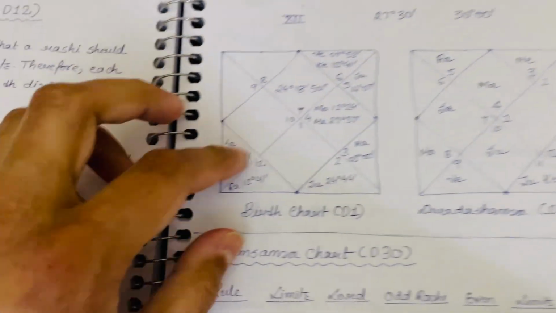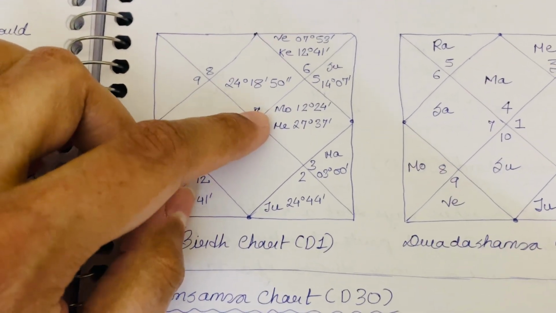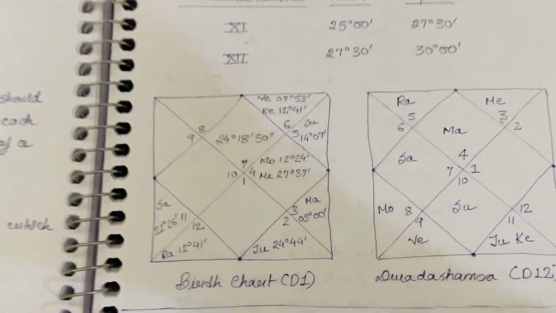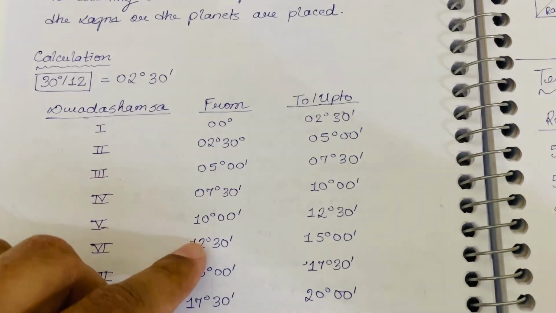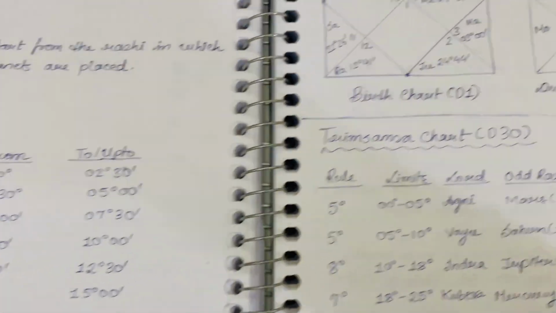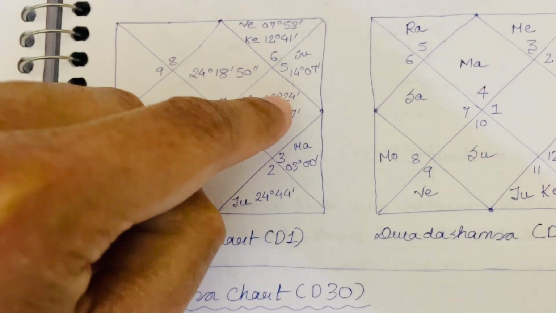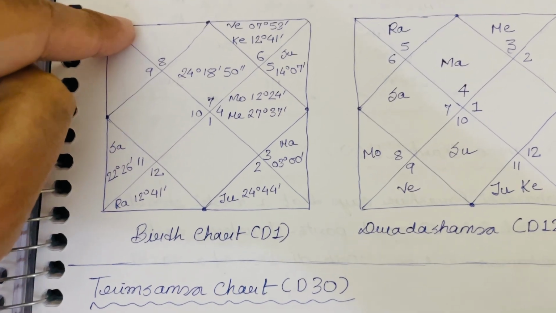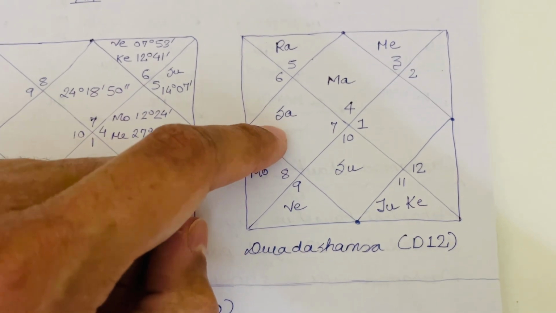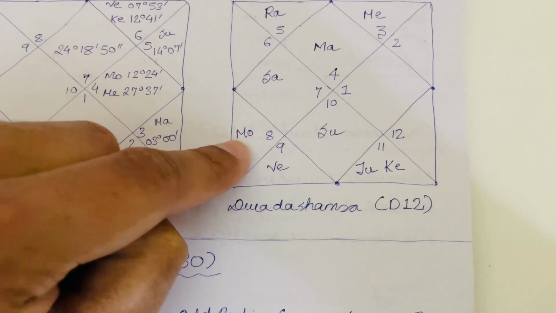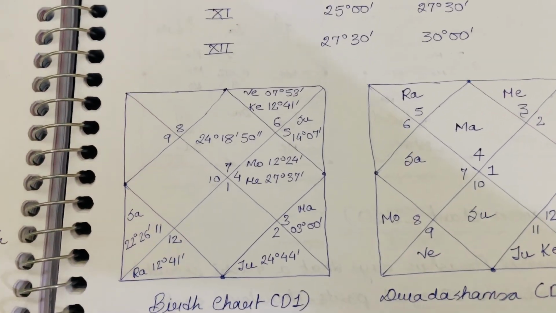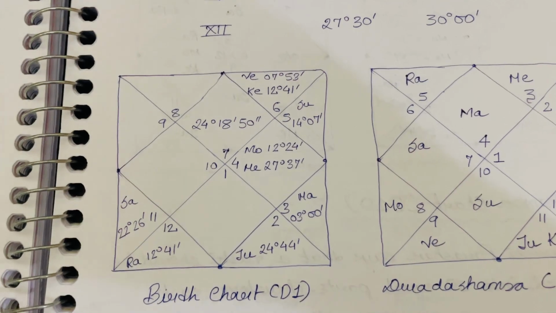Now let's come to Moon. The longitude of Moon is 12 degree and 24 minutes, which is falling in the 5th Dwadashamsha. From here you count 5: 1, 2, 3, 4, 5. So Moon gets placed in the sign of Scorpio in the Dwadashamsha chart. So Moon is also accurately placed in the Dwadashamsha chart.